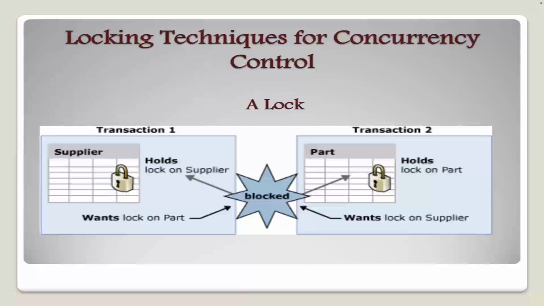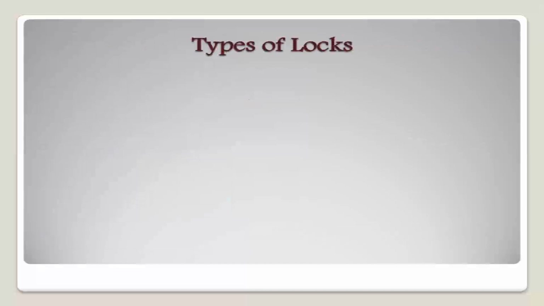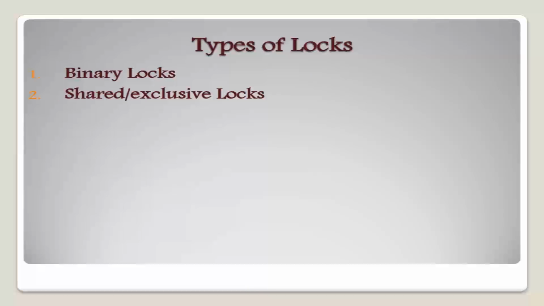Now, what is a lock here? A lock is a variable associated with the data item that describes the status of the item with respect to possible operations that can be applied to it. The lock is used to synchronize the access to the data item. Locks are of two types. First is binary locks and second is shared or exclusive locks.